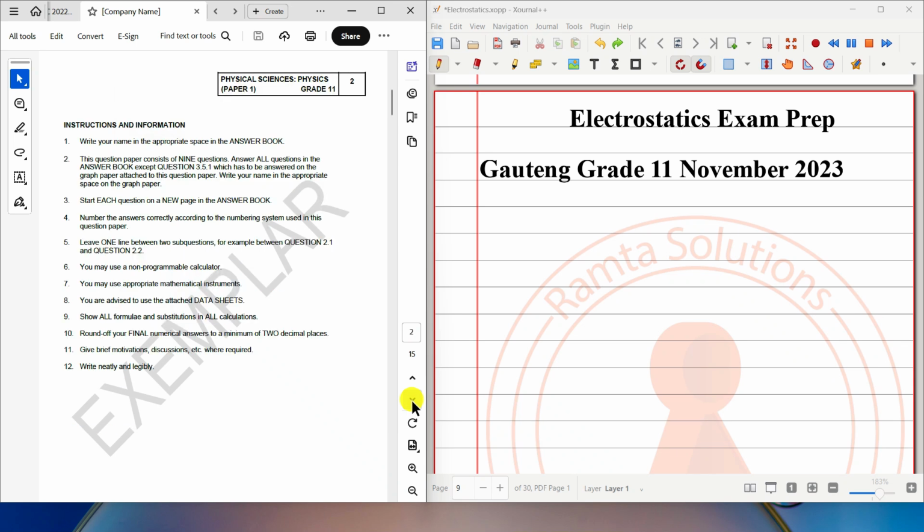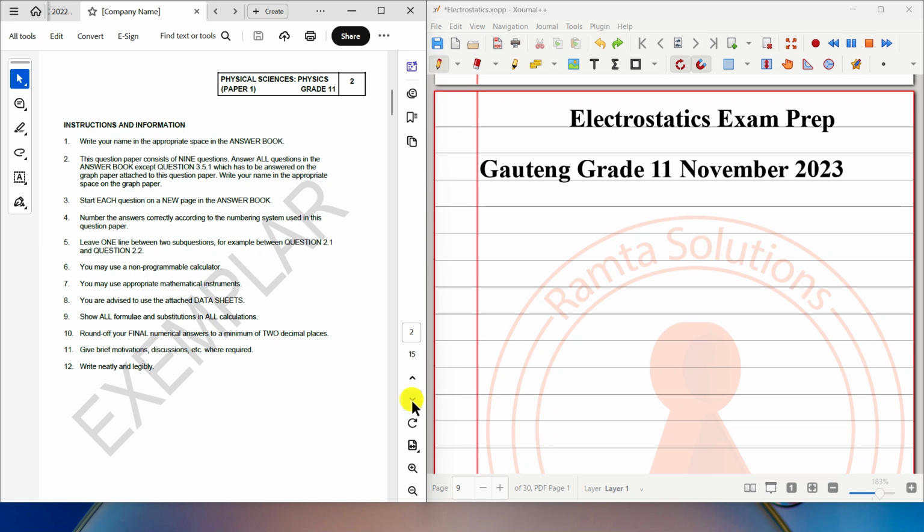Remember, all instructions are important. However, I'm not going to read all of them, just a few. I begin with instruction number 8 that says, you are advised to use the attached data sheet. Of course, this is in case you forget your formulas and your constants.